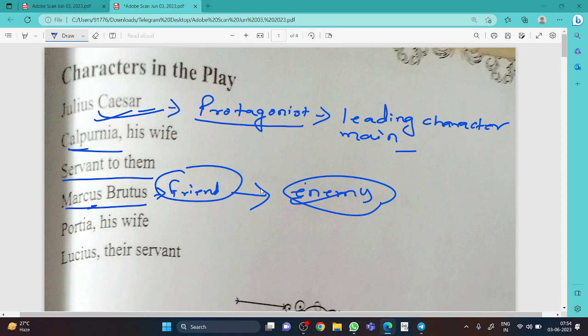Next, another question for you to keep in the comment box. The question is, what is the difference between kill, murder, and assassination? The spelling of assassination is ASSASSINATION. Keep it in the comment box.